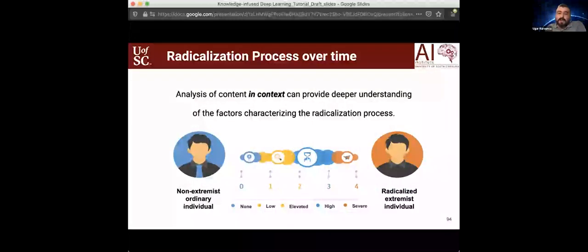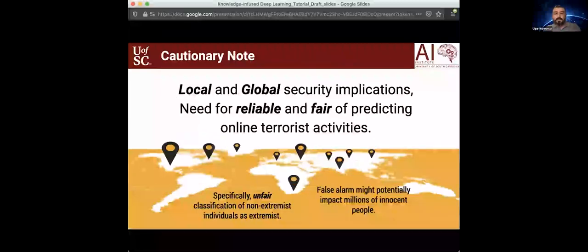To be able to capture the person in different stages of radicalization, we have to break down the content into different dimensions, and we have to capture the different contextual signals in different stages so that we can have a deeper understanding of the content and all the factors. Which dimension or which contextual signals are playing what role in what part of the radicalization process?